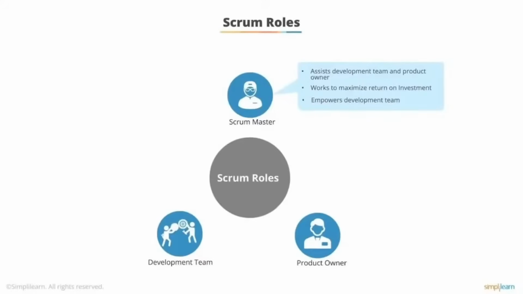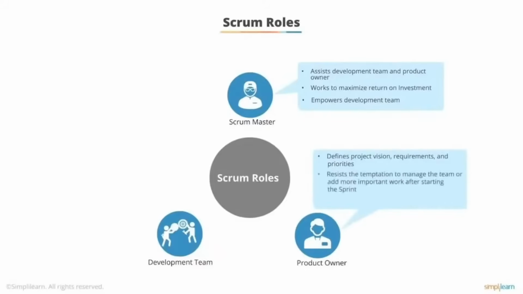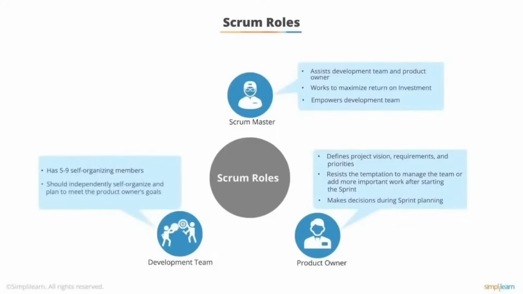The product owner is responsible for project success by defining the project vision, requirements, and priorities. The product owner has to resist the temptation to manage the team or add more important work after a sprint has begun. The product owner has to be willing to make the hard choices during sprint planning. The development team is comprised of 5 to 9 members with a mix of roles and has the autonomy to self-organize and choose how best to meet the goals of the product owner and is responsible for the same.